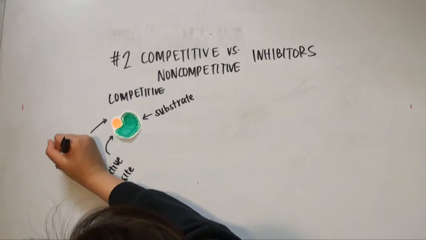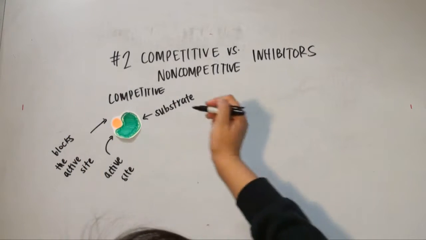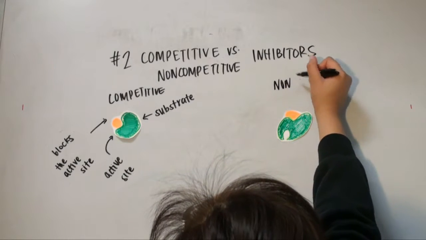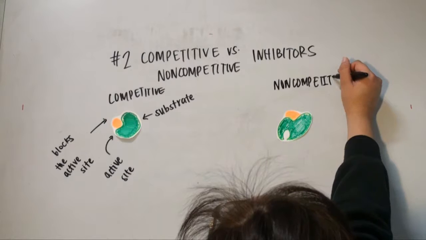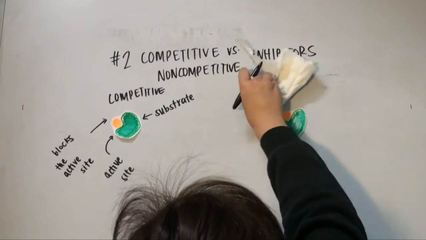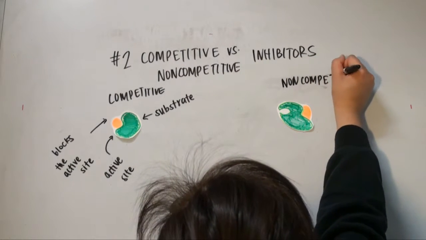And what the competitive inhibitor does is it binds to the active site. So it blocks the enzyme from getting to the active site and functioning. For our little non-competitive, over here, nicely drawn. Oh wait, no, I spelled it wrong. Okay, there we go. Clean that up. Yes, non-competitive.